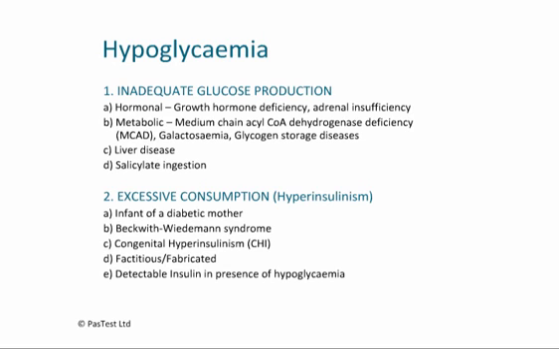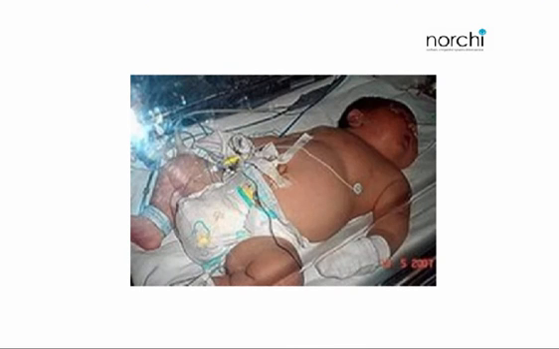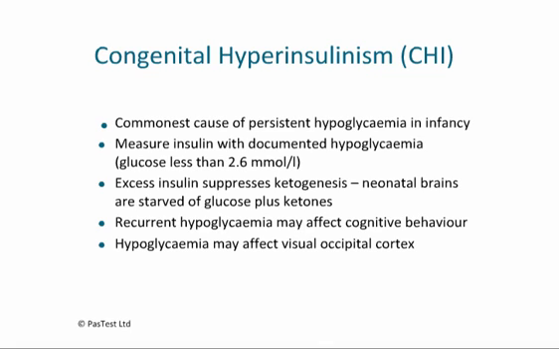This is a child with congenital hyperinsulinism, or CHI, who at birth weighed 6.6 kilograms and needed treatment for hyperinsulinism. Congenital hyperinsulinism is the commonest cause of persistent hypoglycemia in infancy. If insulin levels are detectable when the glucose levels are low, i.e. less than 2.6 millimoles per liter, this indicates the diagnosis.